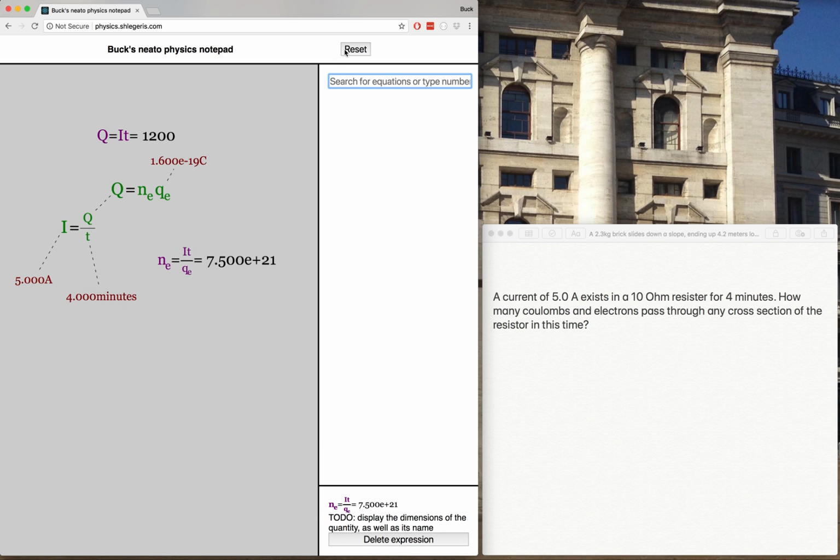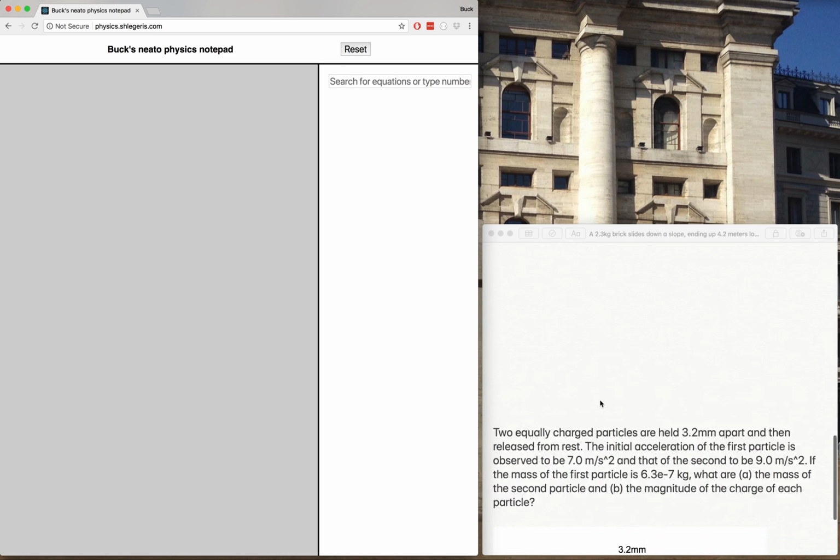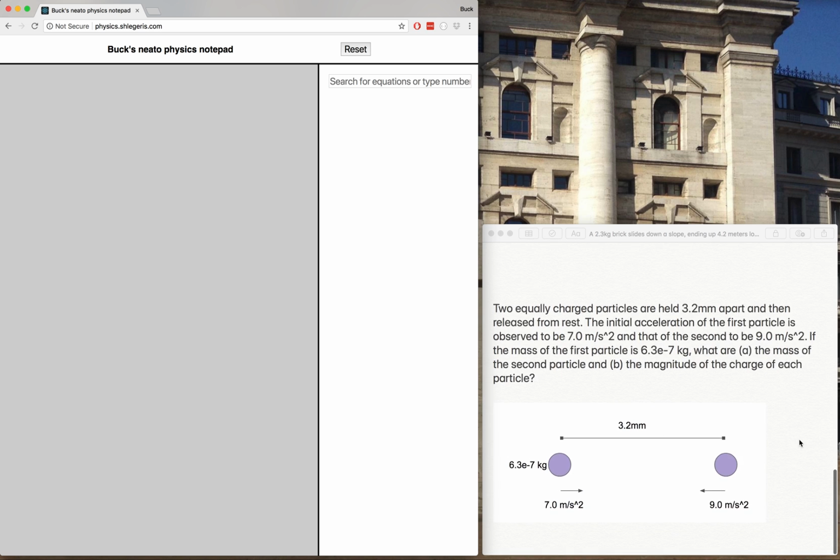Okay, let's do one last problem. We have 2 equally charged particles that are held 3.2 millimeters apart, released from rest. The initial acceleration of the first is 7 meters per second squared. The second one has 9 meters per second squared. We know the mass of the first particle. We want to know the mass of the second particle and the magnitude of the charge of each particle.